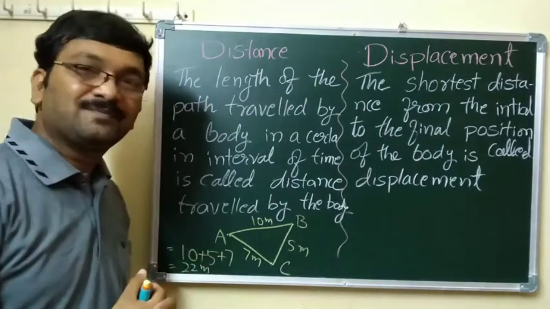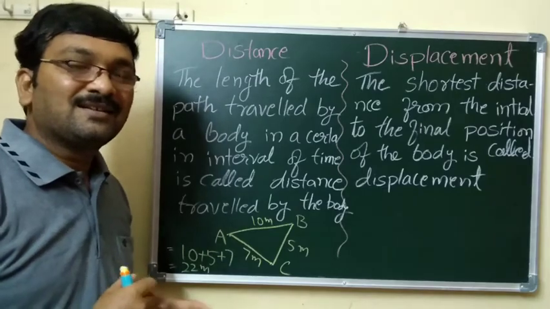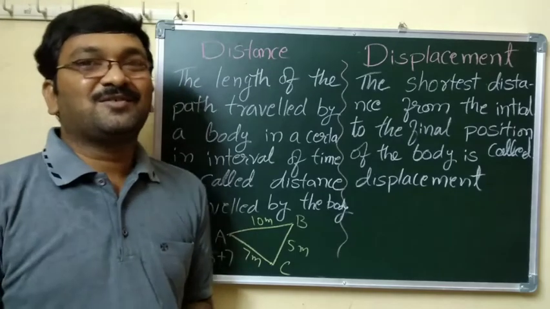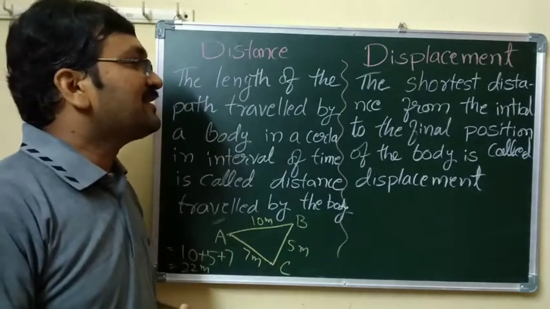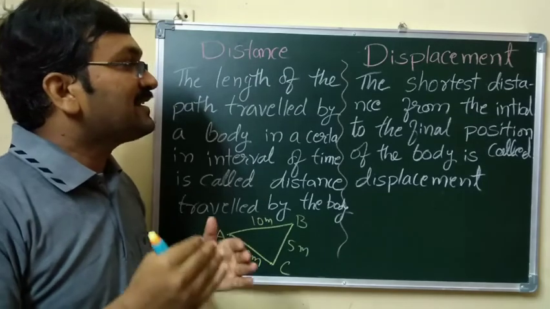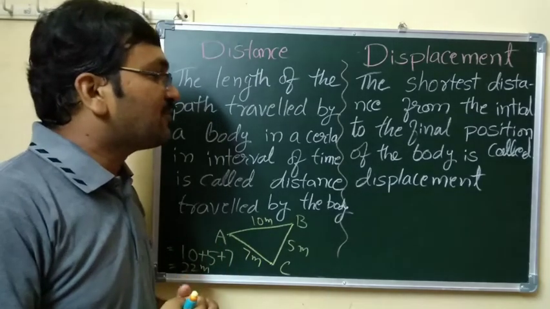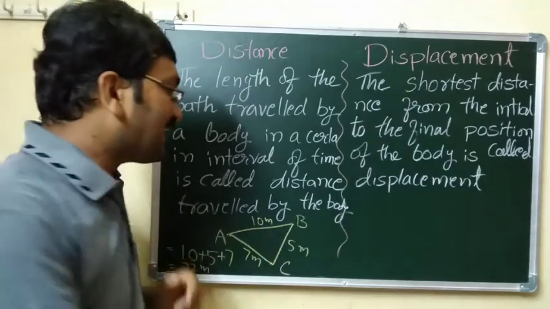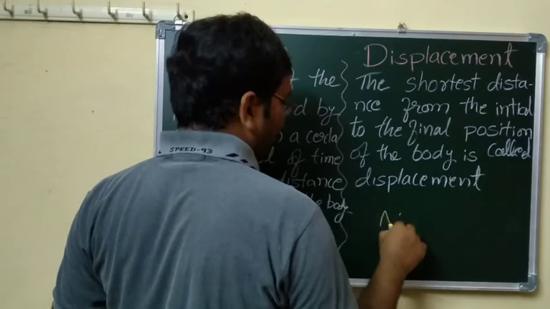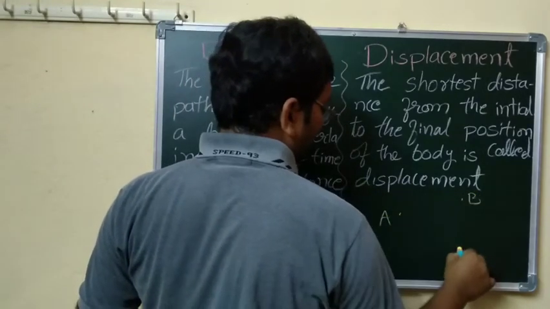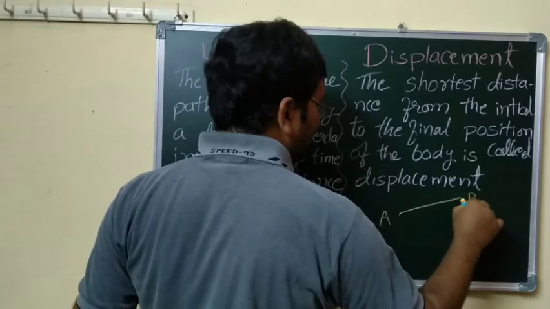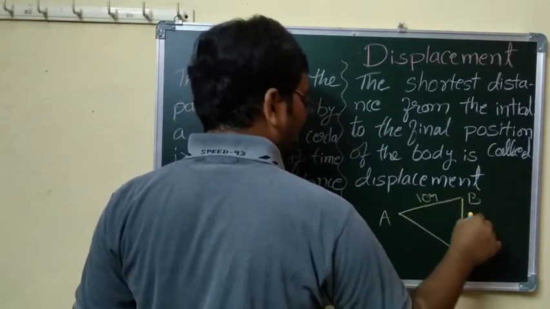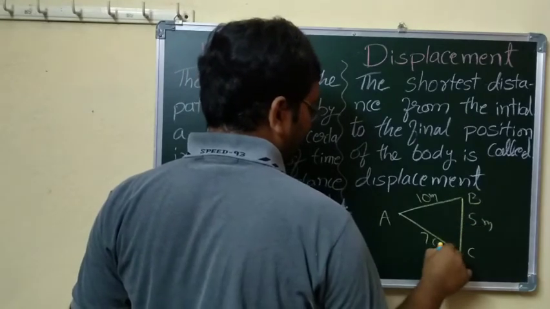Is it clear? Yes. Now the next one is displacement. What is displacement? The shortest distance from the initial to the final position of the body is called the displacement. Once again we will apply the same thing. Here A, B, and C. The same event I will take: 10 meters, 5 meters, and 7 meters.